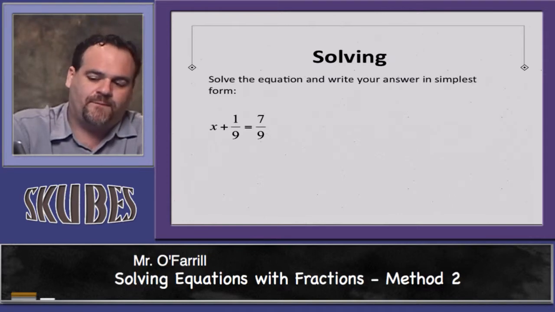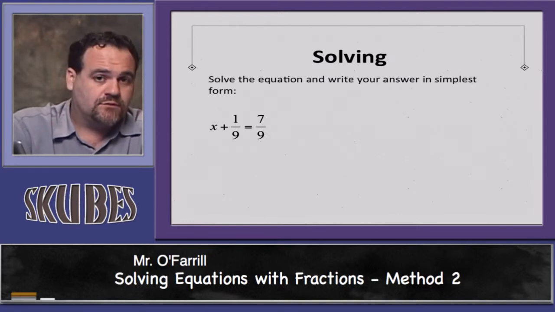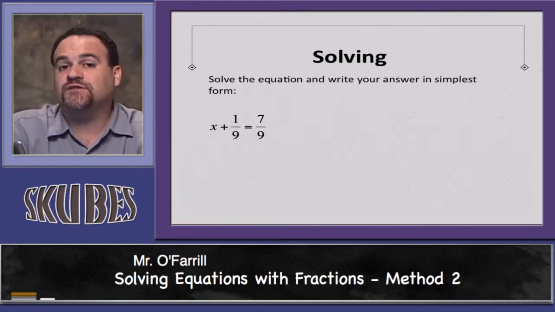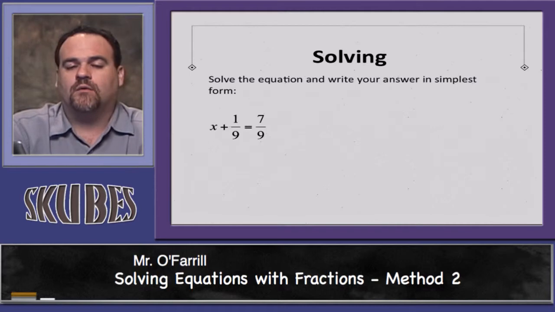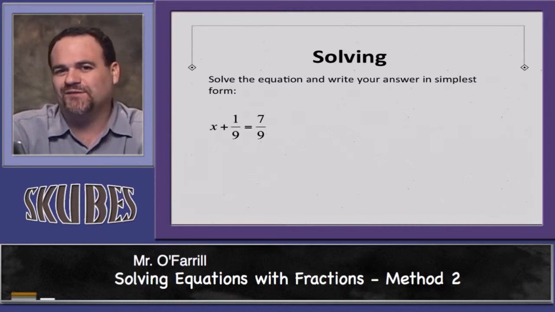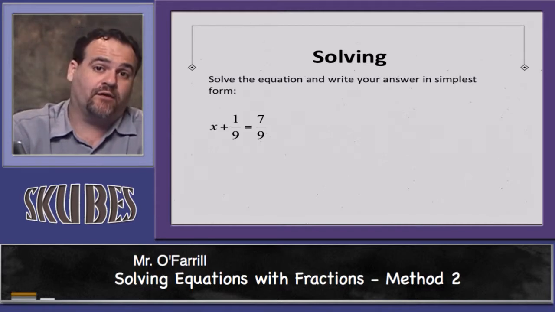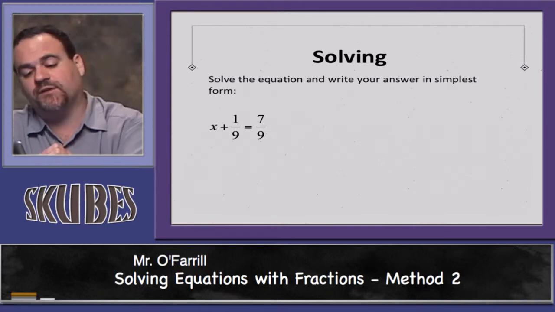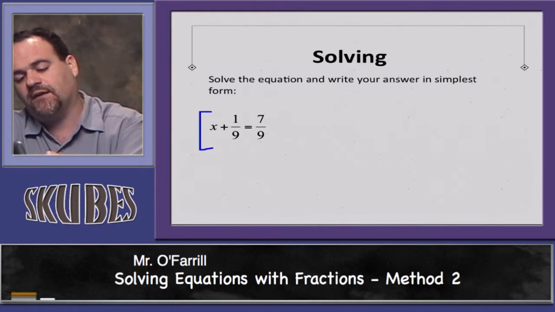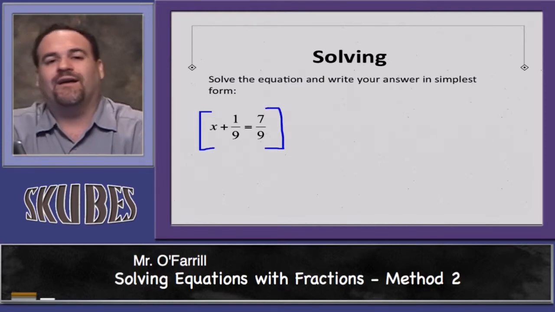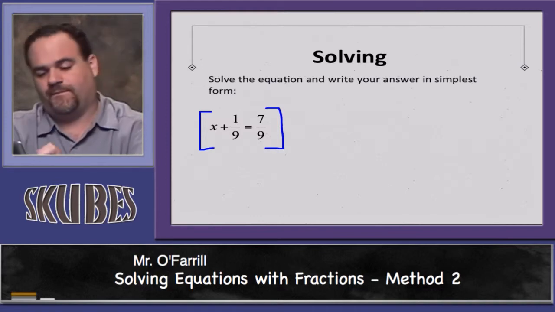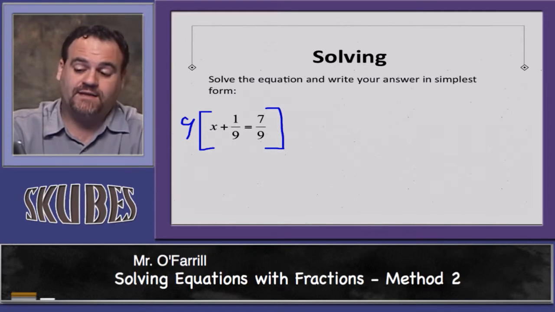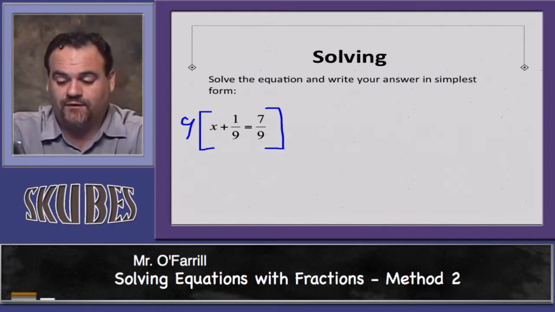So in this first problem here, I'm looking at x plus 1/9 equals 7/9, and I want to call your attention to the denominator. Both fractions have the same denominator. It's a good place to start. And what is that denominator? It's 9. So what we're going to do, and this might look a little bit strange to you at first, and I'll explain it in a second, but I'm going to multiply everything by 9.